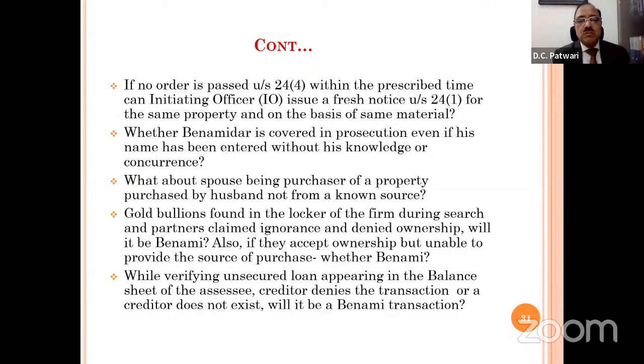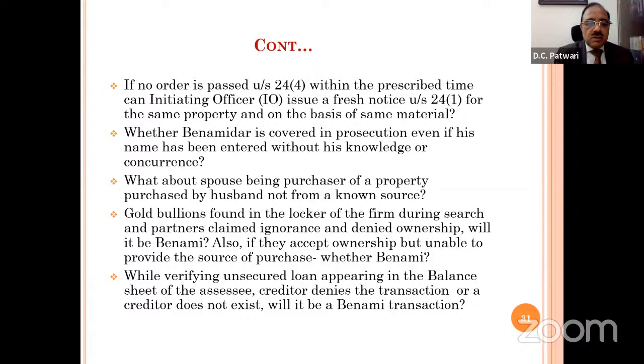Then what about the spouse being purchaser of the property purchased by husband, not from a known source? Here, the property is purchased by the husband in the name of the wife, but the source is not known. So obviously, it will be covered in the case of Benami, because the exception provided under the Benami transaction, Section 2(9), clearly says that property purchased in the name of spouse or children from the known source of the individual. Since it is a case of not from the known source, it will be treated as Benami property.